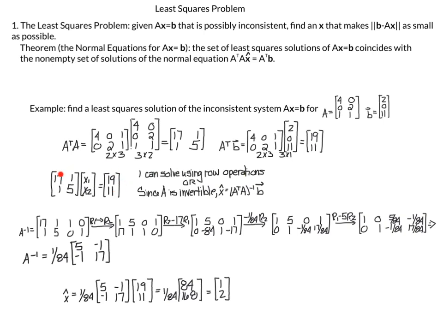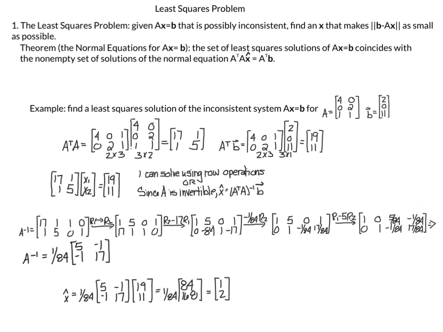So I can solve this using row operations, or since A is invertible, I can use the other equation we mentioned when we were deriving. We basically multiply both sides of our normal equation by A transpose A inverse. So X hat would be equal to A transpose A inverse times B. For this example, I decided to use row operations. So for A inverse, I took my matrix A and put it alongside my identity matrix. I did row reductions until A became the identity matrix, and then the identity matrix becomes the A inverse.